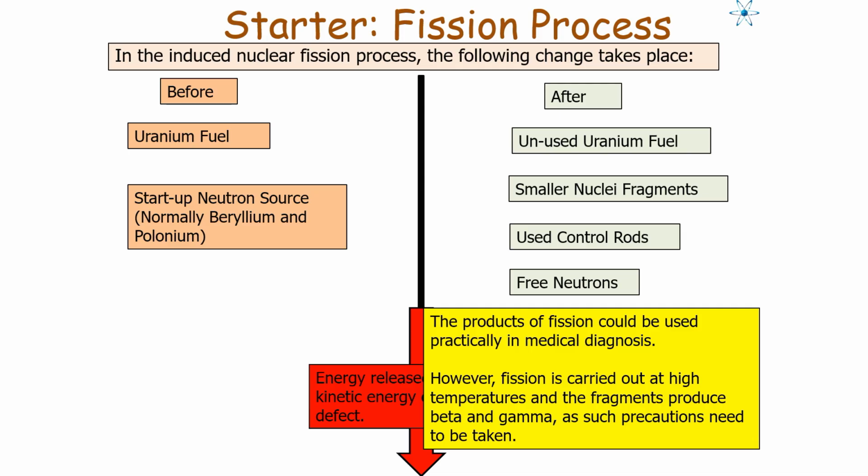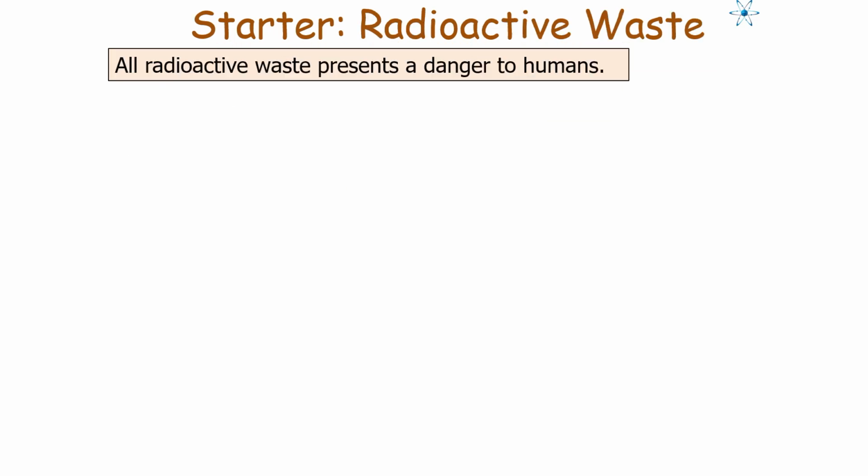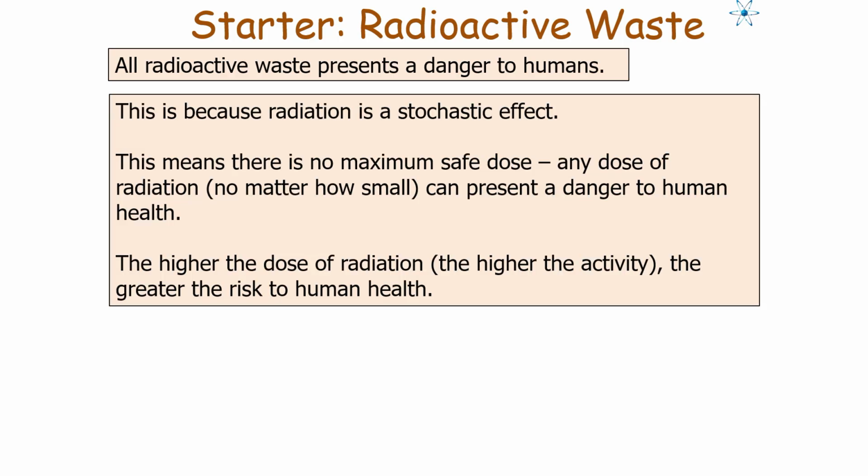However, fission is carried out at high temperatures and the fragments produce beta and gamma, so as such precautions need to be taken. Now, all radioactive waste presents a danger to humans. This is because radiation is a stochastic effect. This means there's no maximum safe dose. Any dose of radiation, no matter how small, can present a danger to human health. Now the higher the dose of radiation, so the higher the activity, the greater the risk to human health.